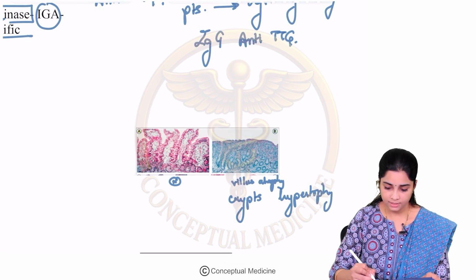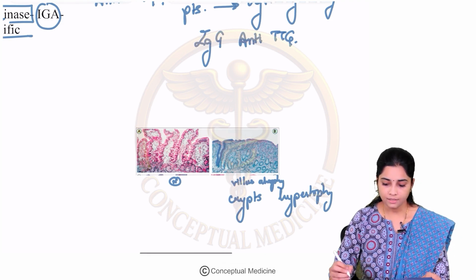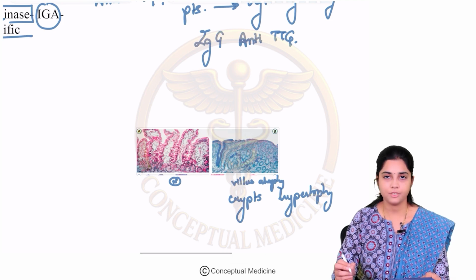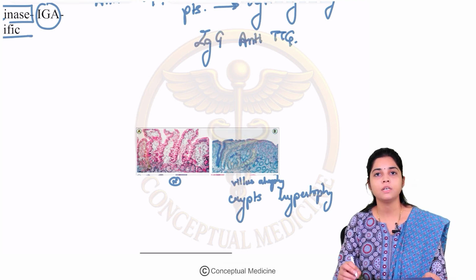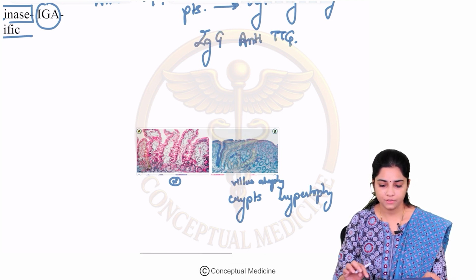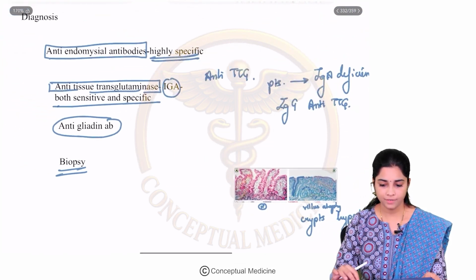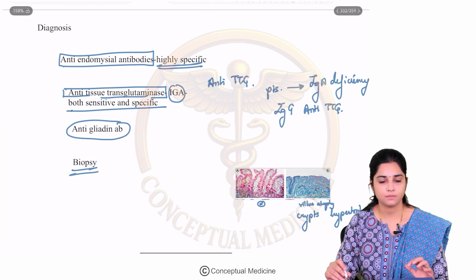Right? So you can see that the villus is blunted and the crypts are hypertrophied, and you have a lot of inflammatory exudates all over. There's a lot of inflammation that is going on in your celiac disease. Okay. So this is about the various biopsy features of celiac. Fine. So this is about how you diagnose it.